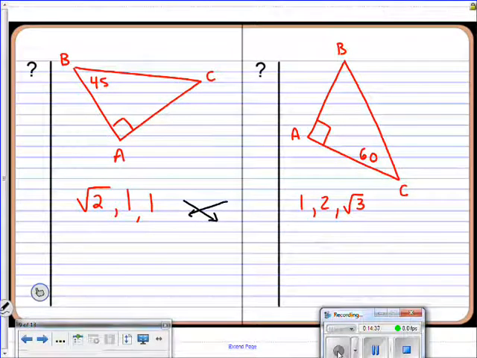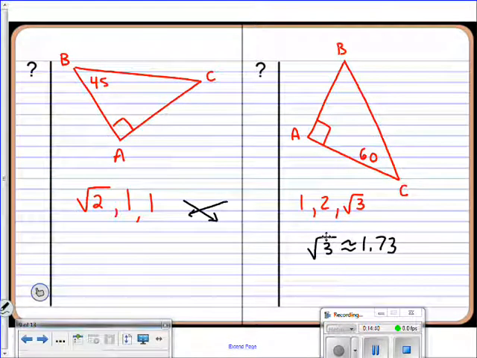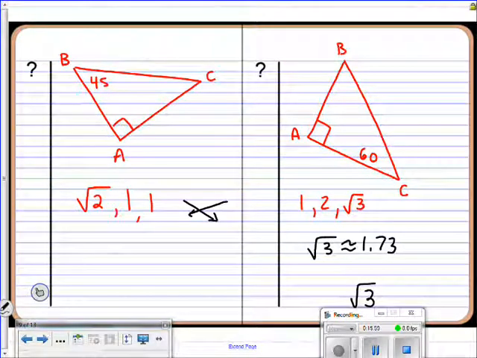Okay, so again, I'm going to make sure I understand where square root of 3 is on the number line. Turns out to be 1.73. By the way, square root of 2 and square root of 3 are two numbers that are going to appear a lot in this chapter and in later chapters. So just tuck that away in the back of your head. Square root of 3 is about 1.7. Square root of 2 is about 1.4. That tells me that square root of 3 is not the biggest side, but it's the second biggest side.